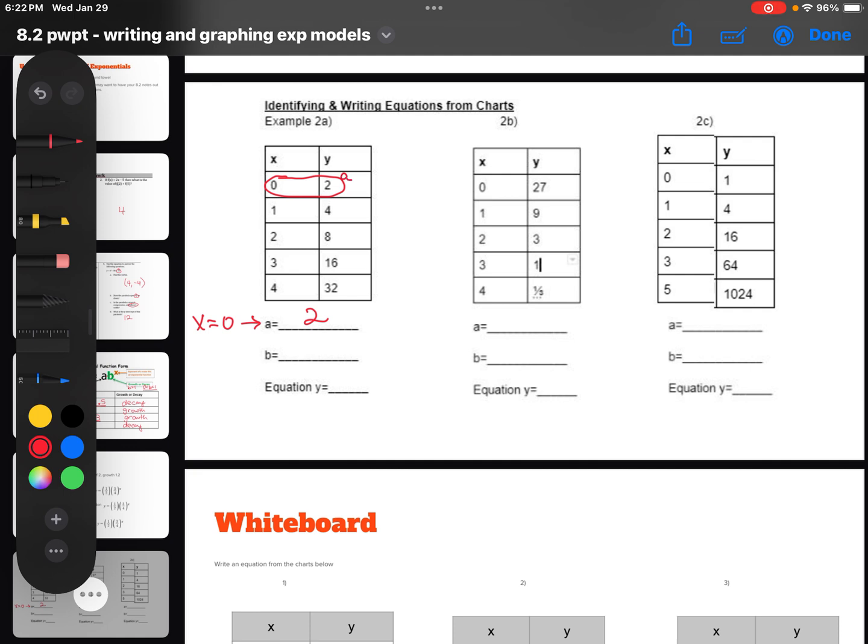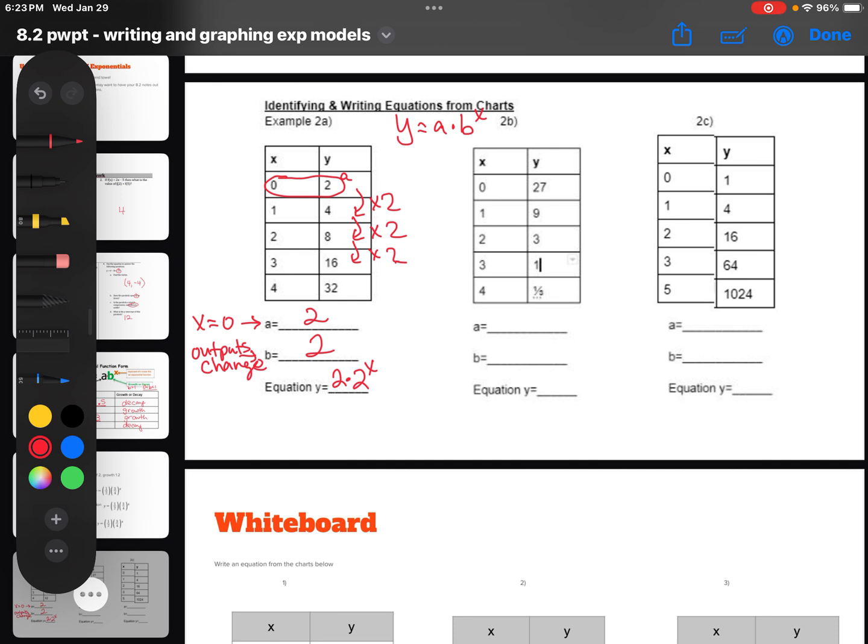For my b, I'm going to see how the outputs change. We're looking for what it is that we're multiplying by. On this one, to go from 2 to 4, multiplied by 2. From 4 to 8, multiplied by 2, and so on and so forth. So my b is also 2. My equation, remember, goes y equals a times b to the x. So in this case, it's 2 times 2 to the x.